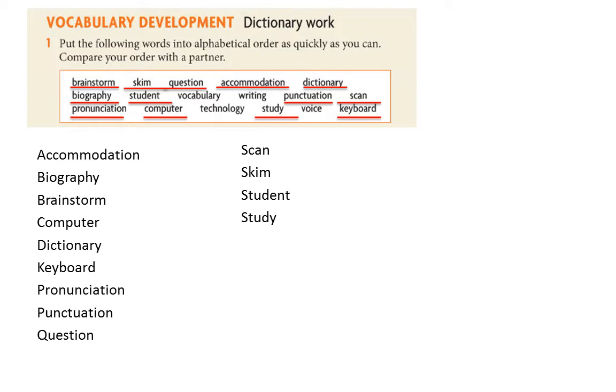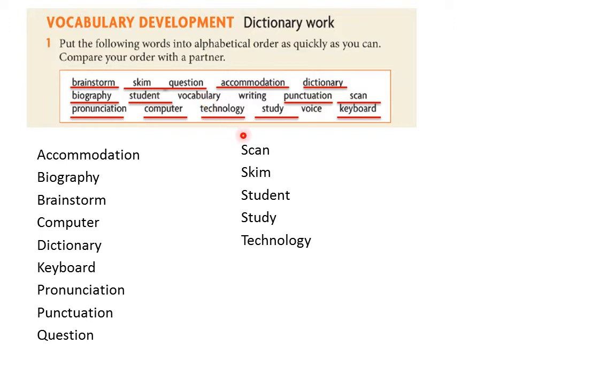Now let's go to the next letter after S, which is T. After S we have T, and if we scan the words we can find technology started with the letter T. So technology is the next word. We don't have other words started with T, so let's go to the next letter, which is U. We don't have words that start with the letter U.